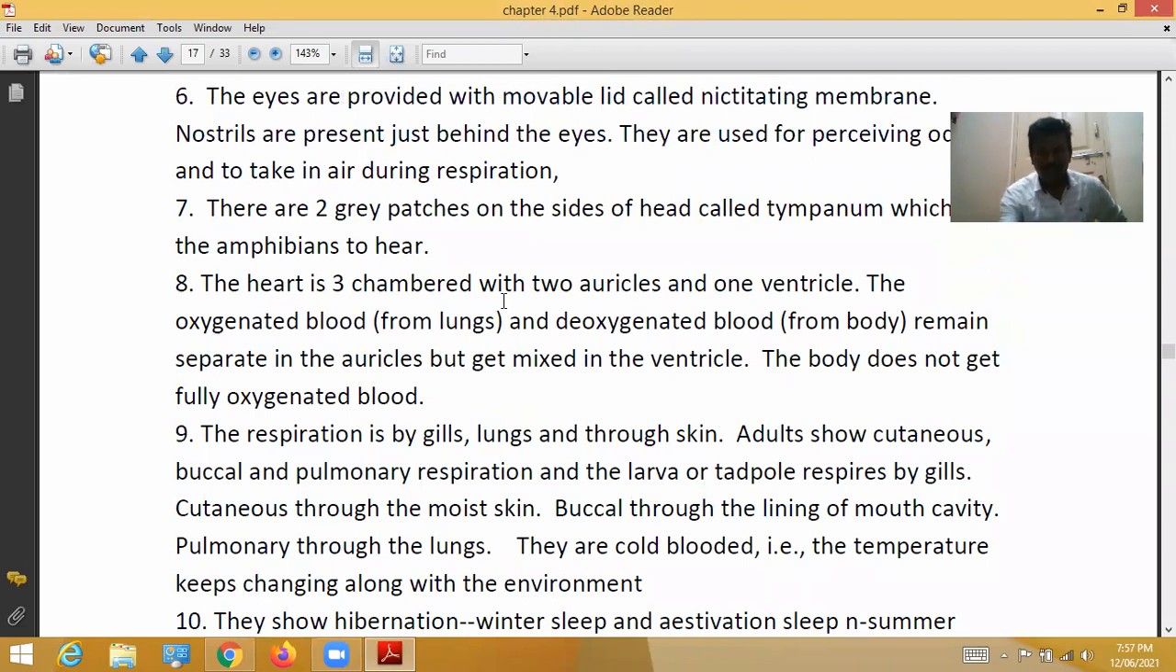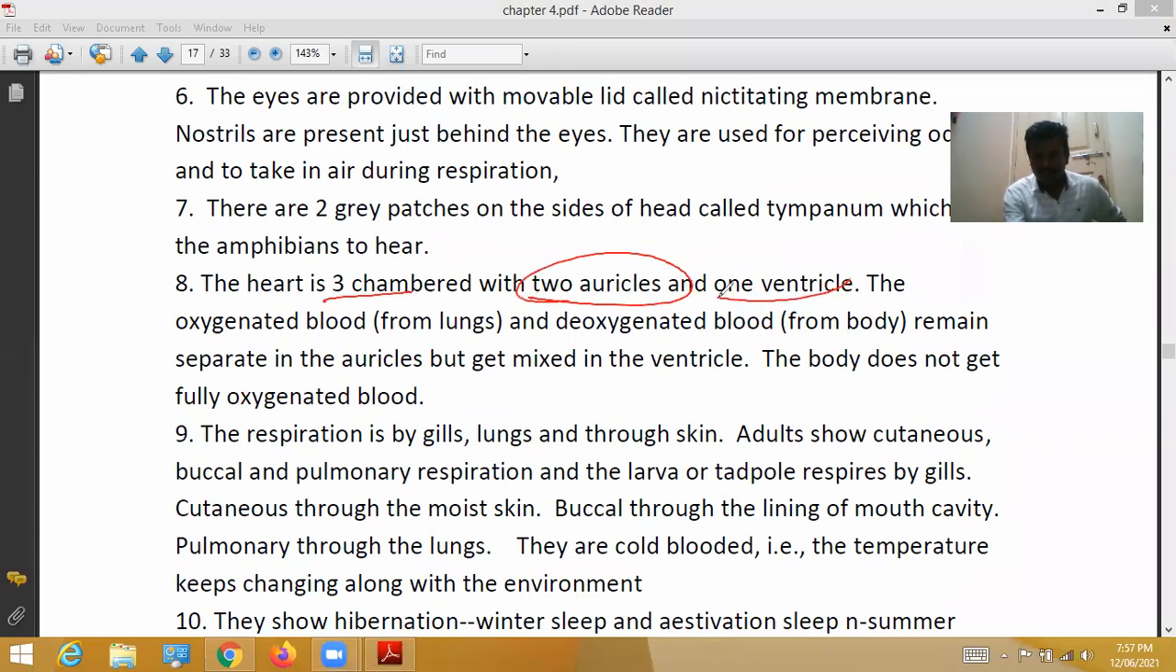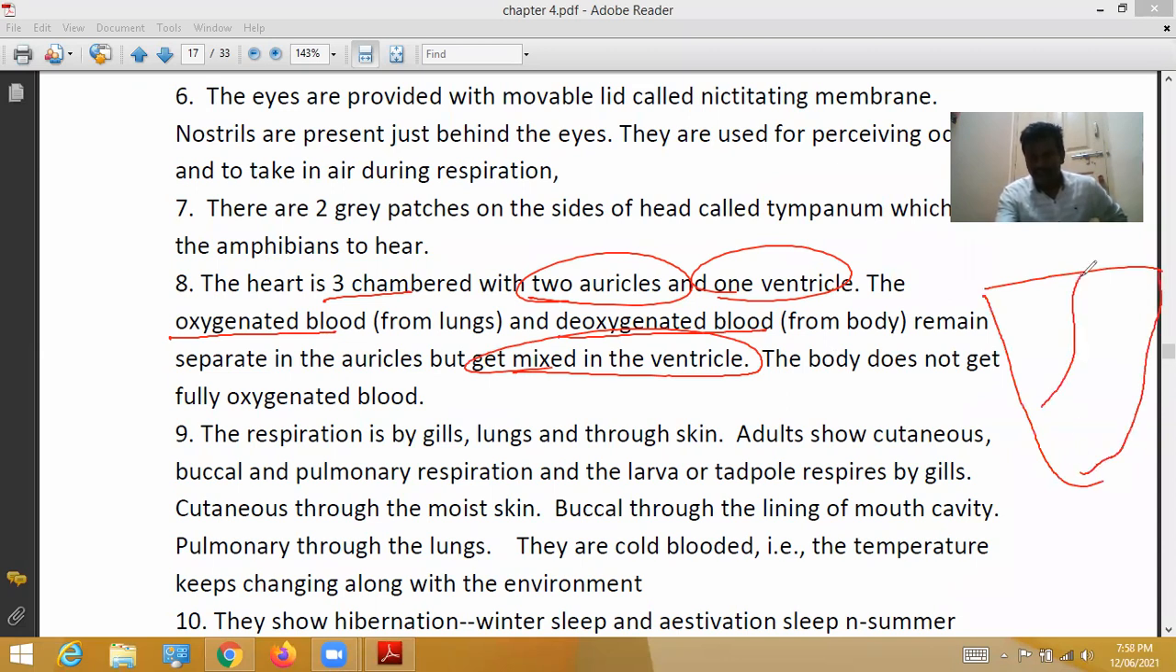The heart is three-chambered, with two auricles and one ventricle. The oxygenated and deoxygenated blood remain separate in the auricles but get mixed in the ventricle. Everybody knows that already. So in this way, a triangular-shaped heart is present.